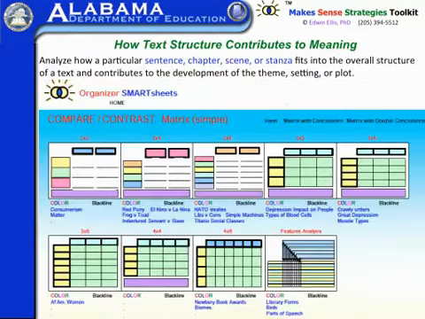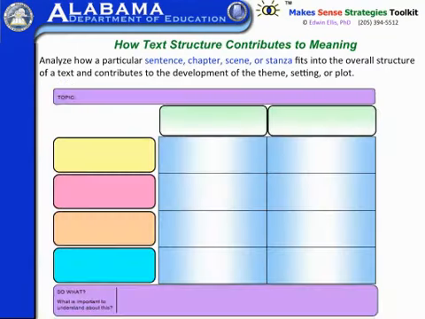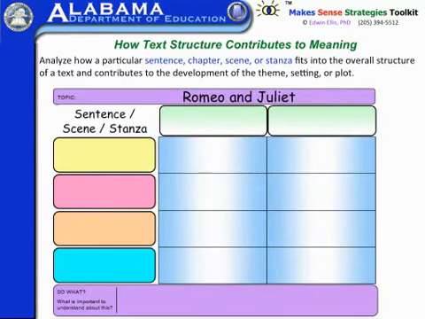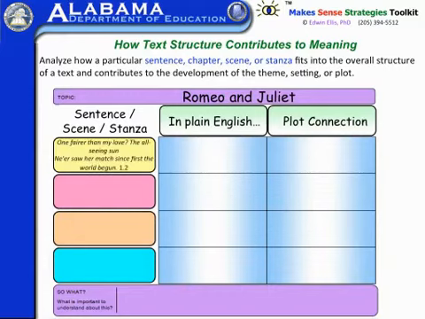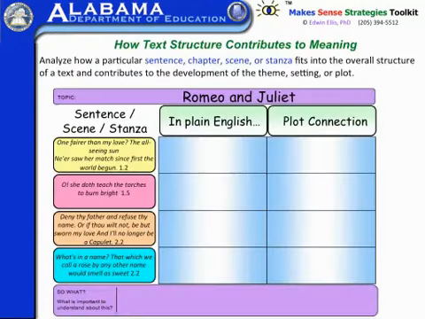You can also use a simple matrix in terms of how a sentence, chapter, scene, or stanza fits into the overall structure. And an example of that is using Romeo and Juliet. And so we'll take sentences, scenes, or stanzas, and what those mean in plain English, and then what's the connection of that to the actual plot. So for an example, we'll take very specific quotes from Romeo and Juliet, interpret those in terms of what they mean in English, and then what's the connection to the plot.